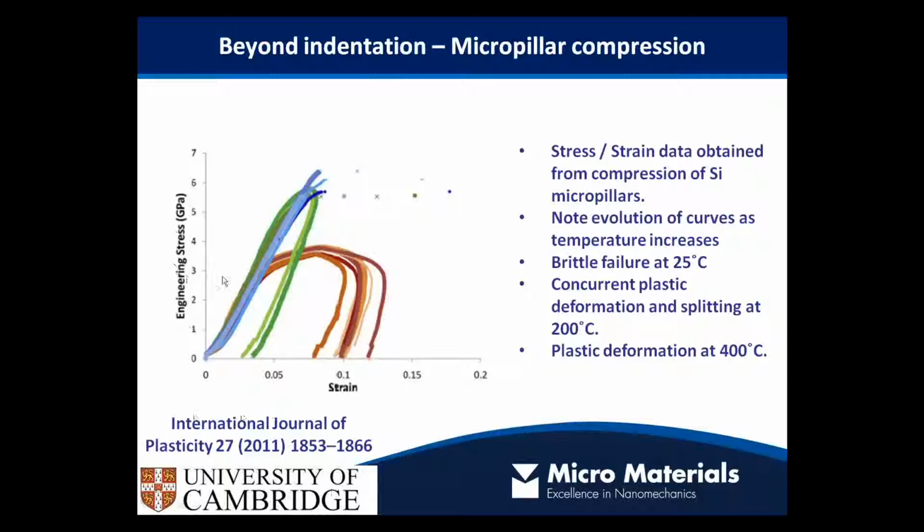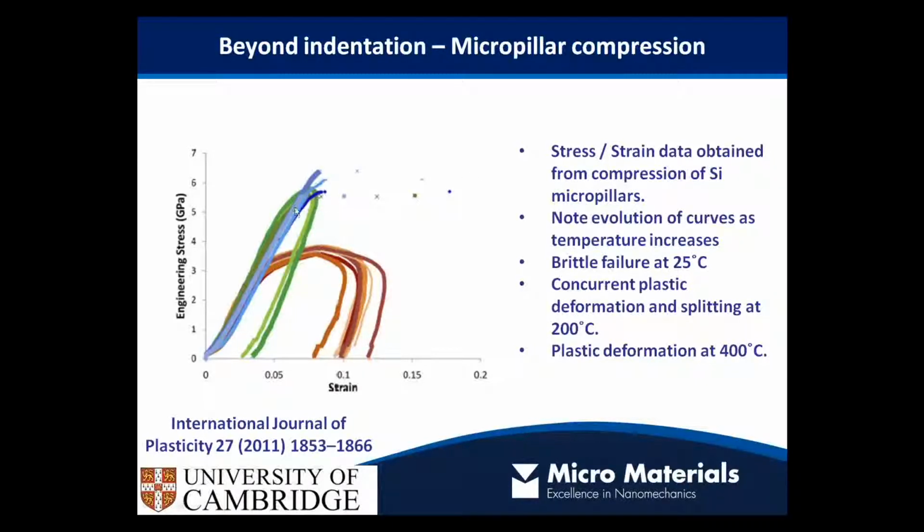This is some work done at Cambridge University. Essentially, we've got three different groups of temperatures here. We've got room temperature stuff, then this green set is taking place at about 200 C, and then this red, orange, brown sort of color set is taking place at about 400 C. So what we see here at room temperature is predominantly elastic deformation, a small amount of plasticity, and then snap.